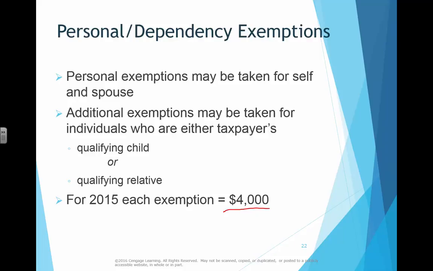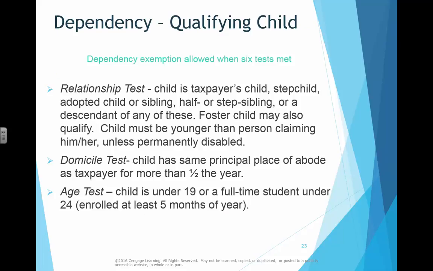We've got 6 categories. You've got to go right through these. Each one of these is italicized. For a person to be your dependent, they've got to meet all of these. Dependency exemption allowed when all 6 tests are met. Number 1, is it your child, your stepchild, adopted child, sibling, half-sibling, step-sibling, or descendant of any of these? Foster children may also qualify.